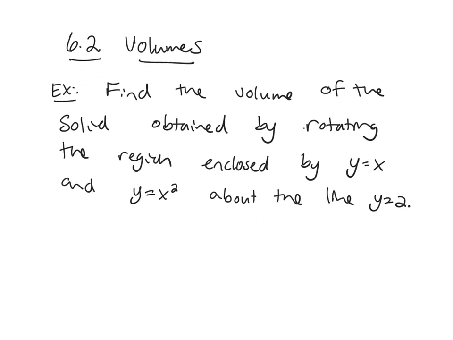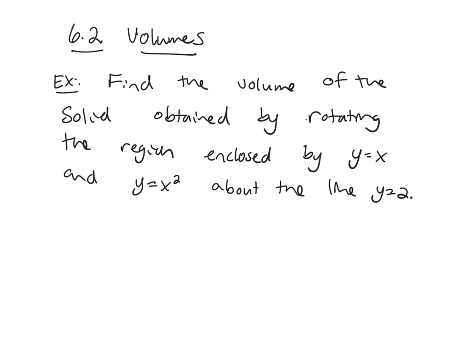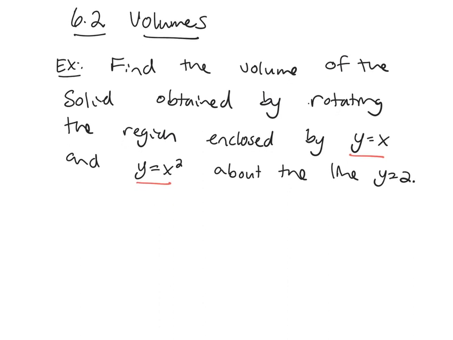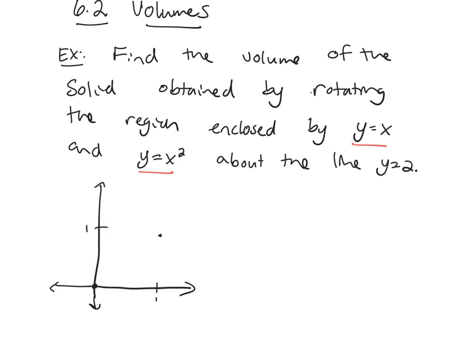So I'm pretty sure we talked about this region before, enclosed by y equals x squared. We graphed it before. Let me draw the graph again. They intersect at 0, 0 and 1, 1. One of them is a line, and the other one is a parabola. It's going to be underneath here.